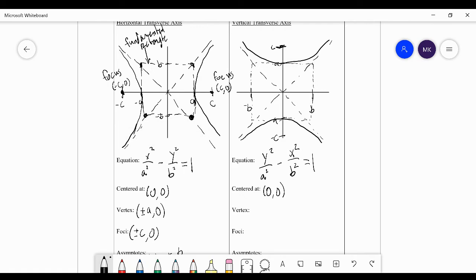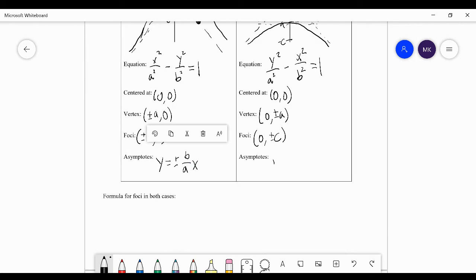This again is one that's centered at the origin. Our vertices are 0, comma, plus minus a. Our foci are 0, comma, plus minus c. And our asymptotes here have the equation of y equals plus or minus a over b times x.